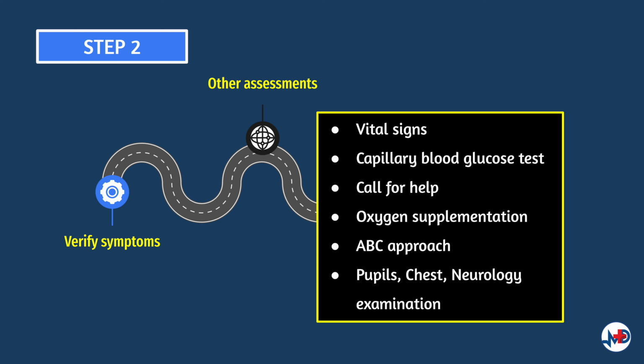Next is the chest examination. Listen to the heart sounds, abnormal sounds like murmurs, reduced or absent breath sounds, crepitations, rhonchi, that will give you further information on the pulmonary problems that the patient might be having, giving rise to altered mental status. And finally, your neurological examination. Examine the muscle tone, deep tendon reflexes, and plantar response.